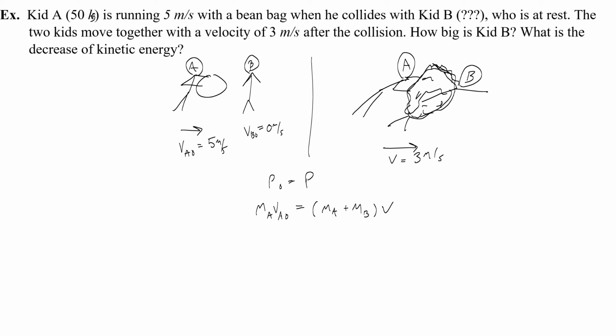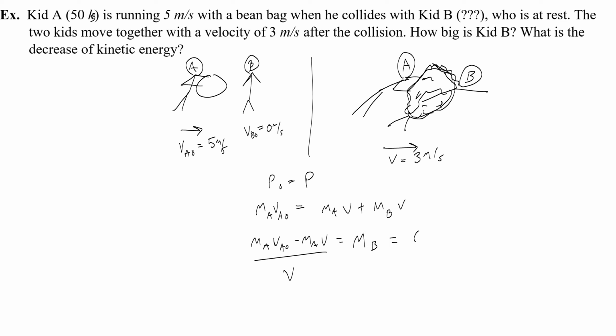But in order to solve this problem, we have to get MB by itself. So it's probably a much better idea for us to distribute the velocity, so that instead of MA plus MB times V, we have MA times V plus MB times V. This is going to let us get MB by itself. So MA VA naught minus MAV equals MB times V, and then we divide by the velocity to get the mass of Kid B.